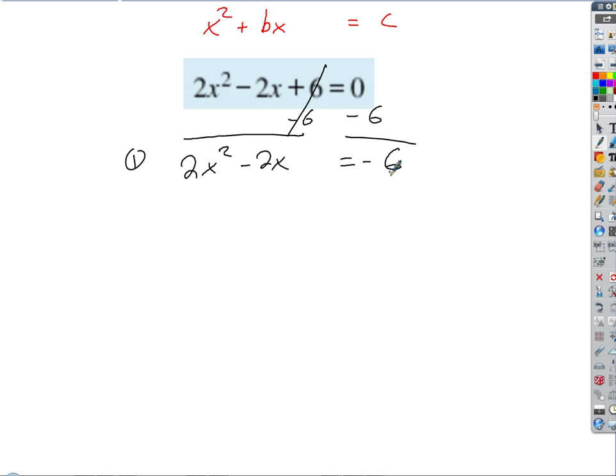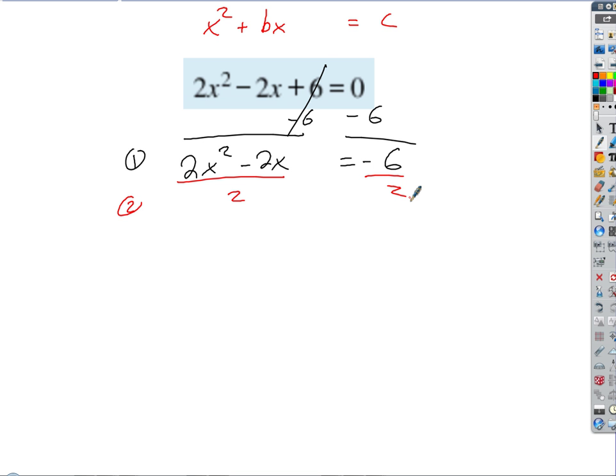Divide by 2. Right. So whatever the coefficient of x squared is, I've got to divide both sides of the equation by that, so I can get the x squared by itself, right? So we're going to do this. Step 2 is, we're going to divide each side by 2.